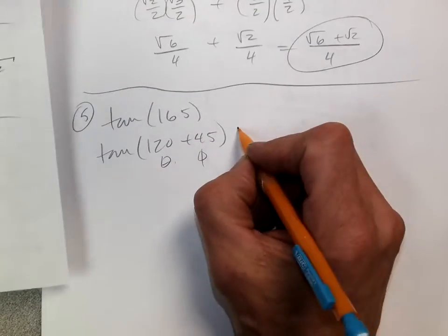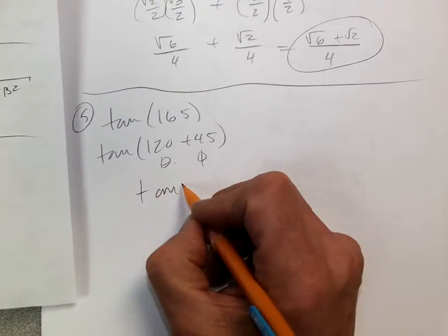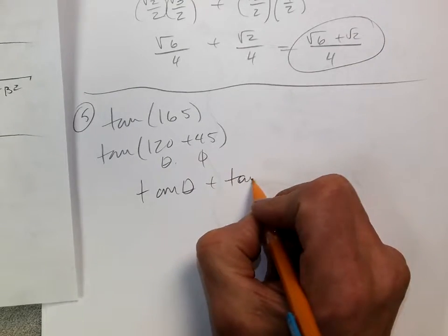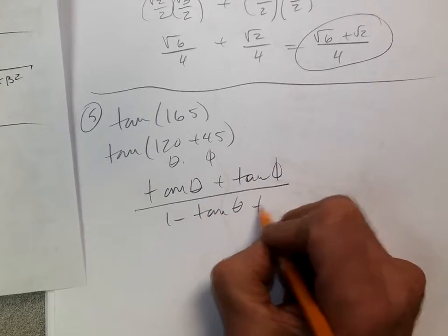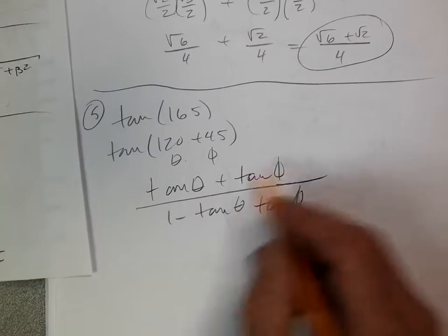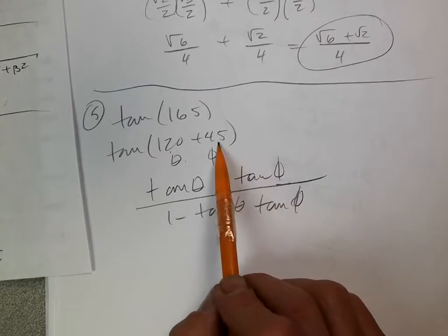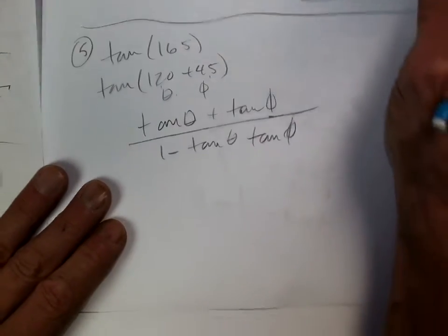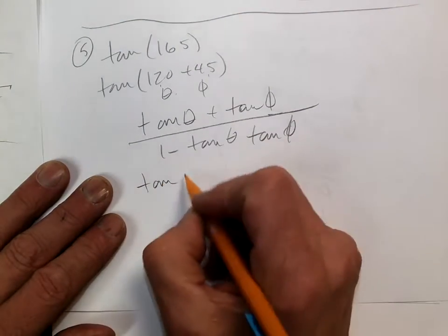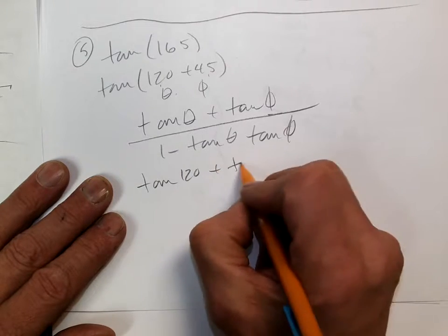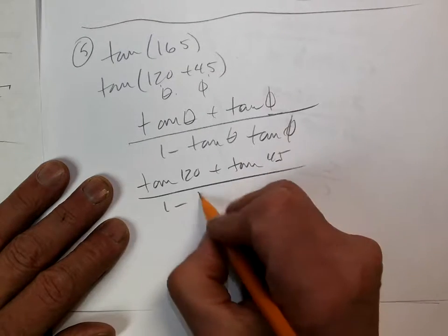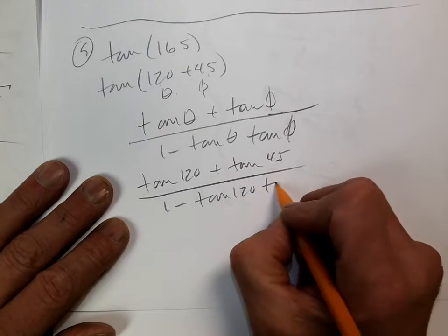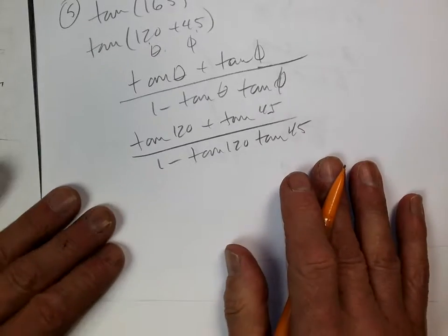I'm going to use thetas because I like thetas better. So my formula says I'm going to rewrite this as a tan of theta plus a tan of phi over a 1 minus tan theta tan phi. Alright, theta is 120 degrees, phi is 45 degrees. Let's plug them in and then we'll evaluate them. Let's go tan of 120 plus tan of 45 over 1 minus tan 120 tan of 45. Okay, we'll go to the unit circle now.